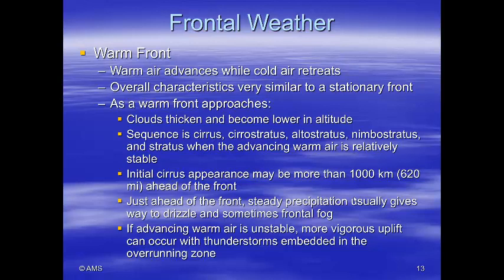The initial cirrus appearance may be more than 620 miles ahead of the front, or about 1,000 kilometers. Just ahead of the front will be steady precipitation, and it usually gives way to drizzle and sometimes frontal fog. If the advancing warm front is unstable, then more vigorous uplift can occur and thunderstorms can be embedded in the overrunning zone.